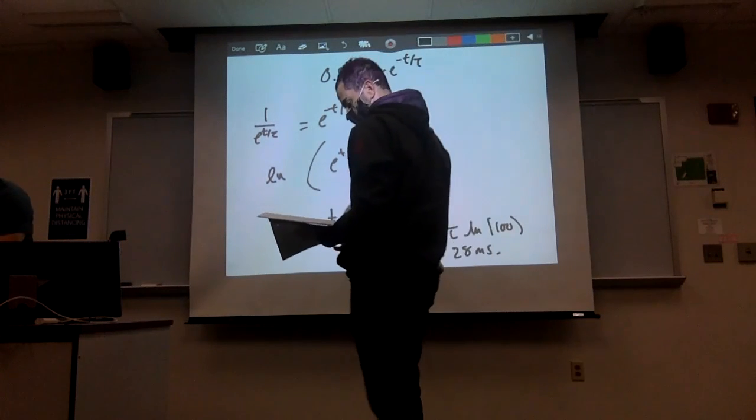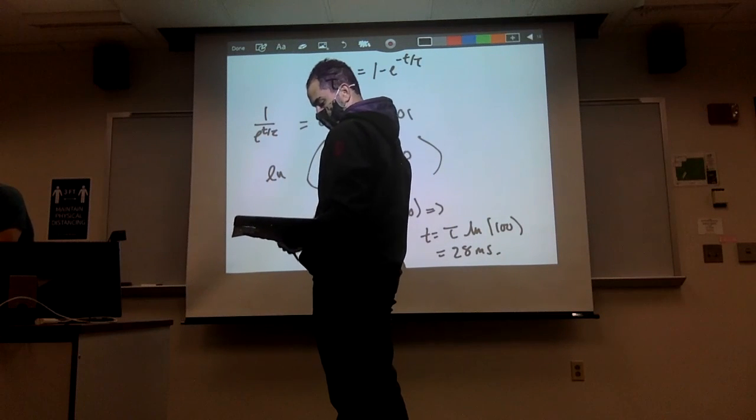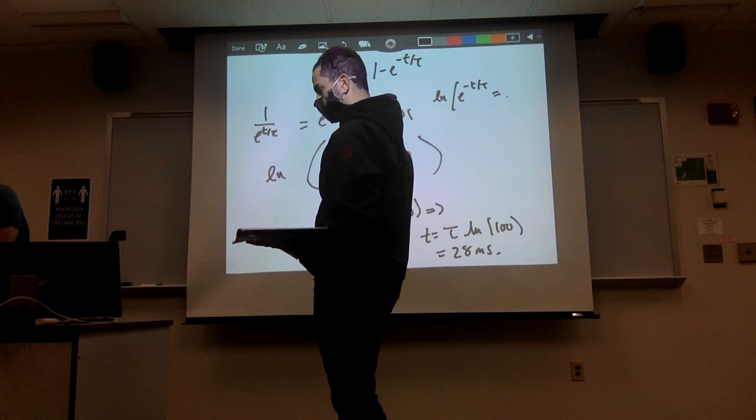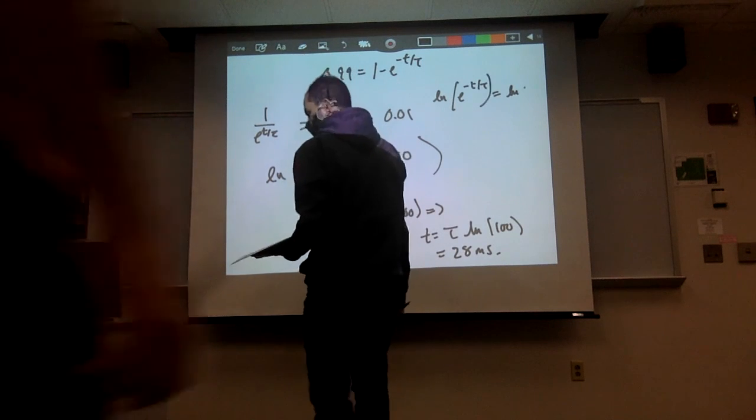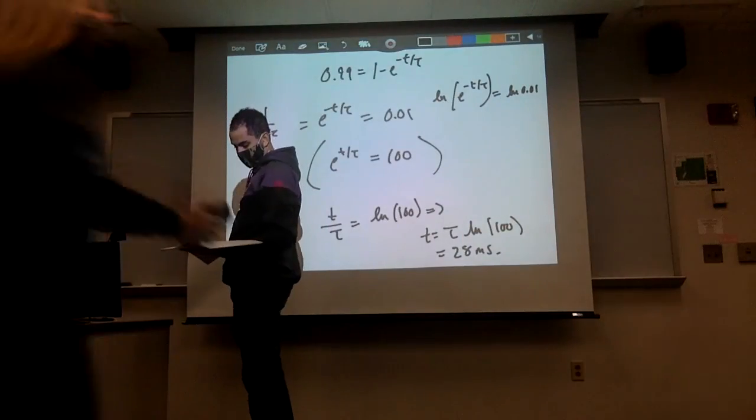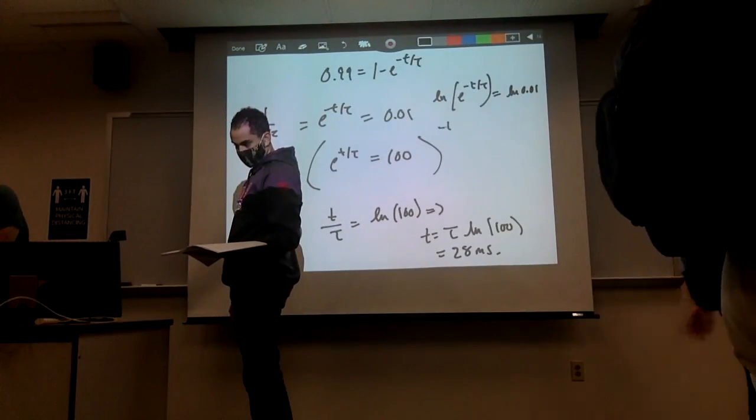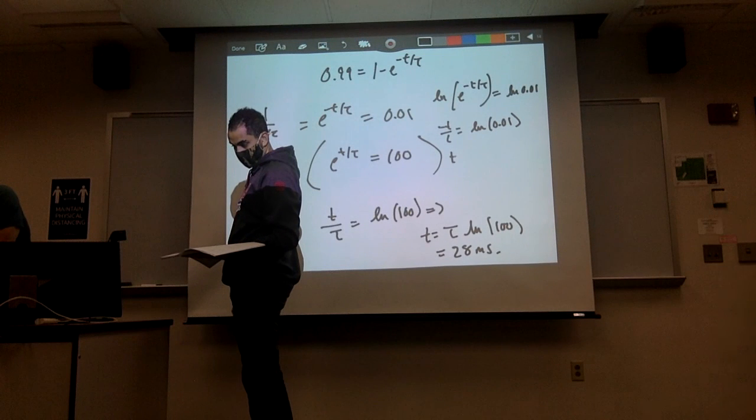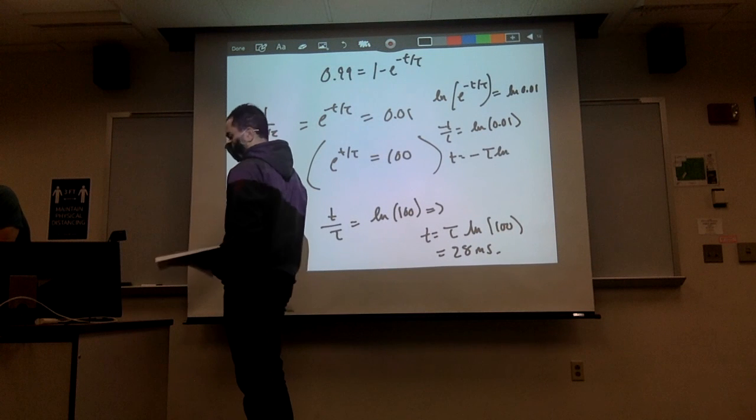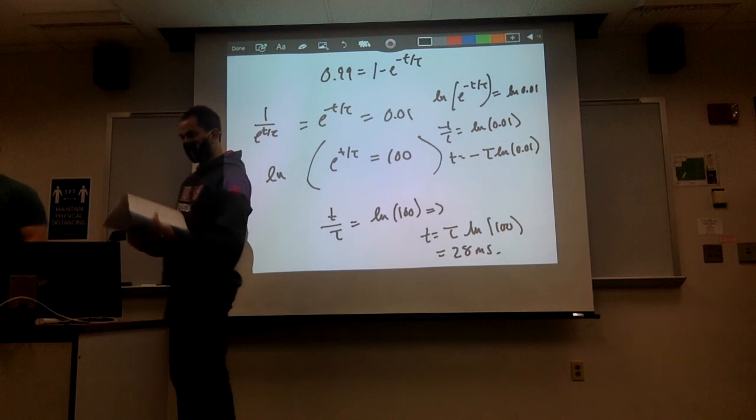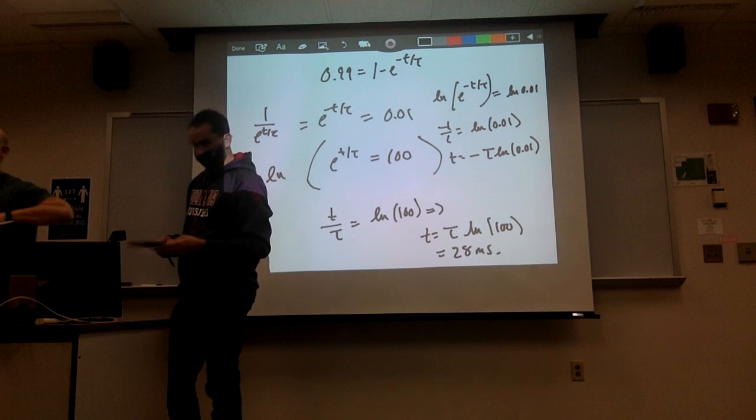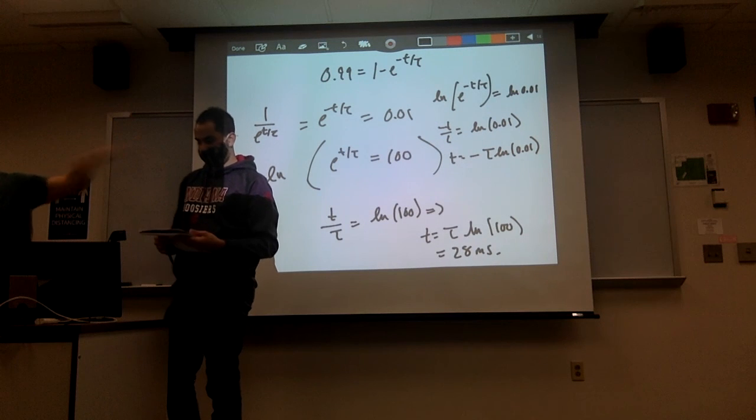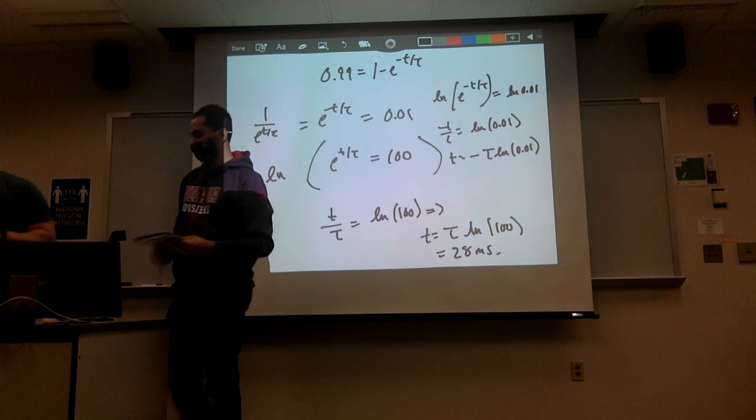The other way you could have done it is you would have left that negative sign. So here, what you could have done is you would have a natural log of negative t over tau is equal to natural log of 0.01. And then from here, that would give you a negative t over tau, which would equal the natural log of 0.01, which means the time would be negative the time constant times natural log of 0.01, which will give you the same answer, because anything that's below 1 has a negative natural log. So in that case, your natural log would be negative, and that negative would cancel. So whichever way you want to do it, it's up to you.